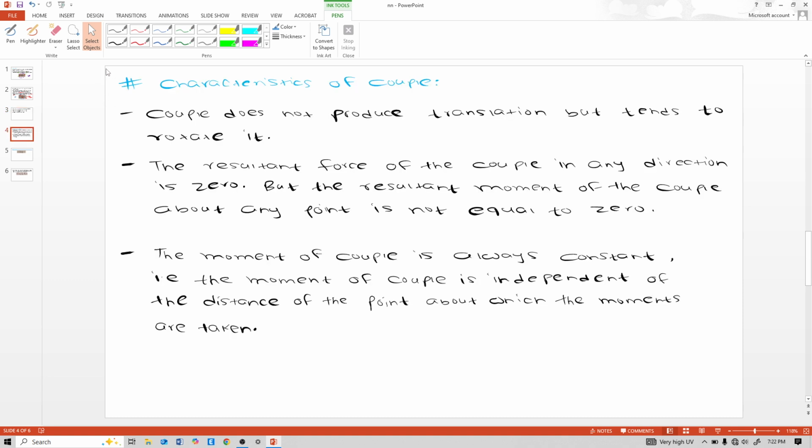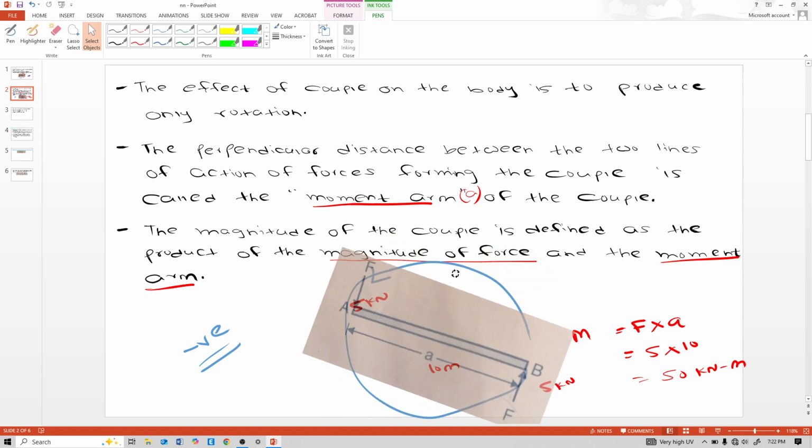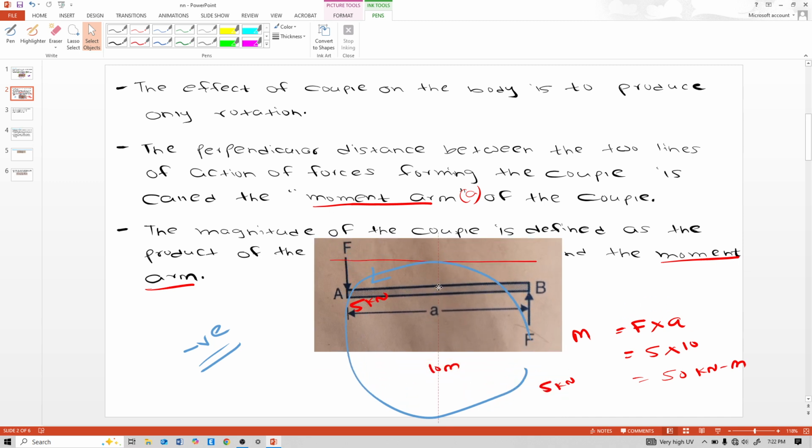Next, characteristics of couple. A couple does not produce translation but tends to rotate the body. So I already told you that a couple produces only rotation. It does not produce translation. So what is translation? Translation is this, like this.